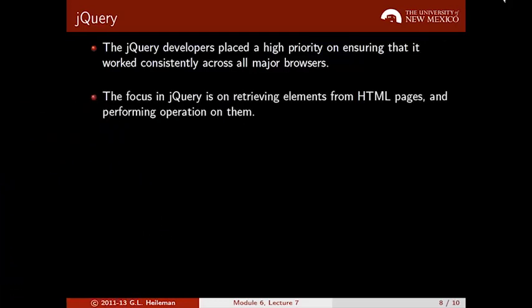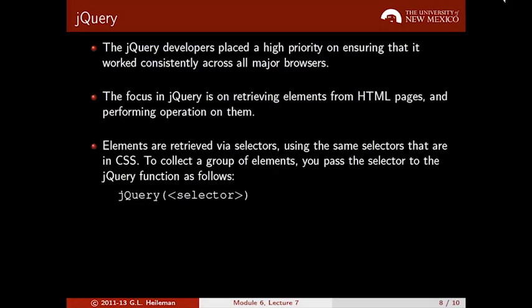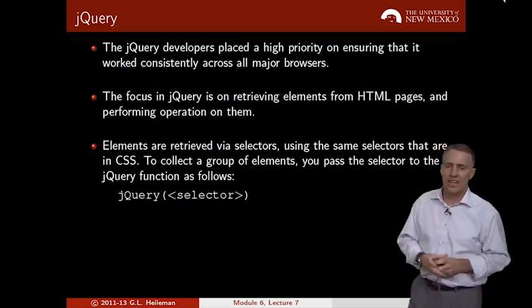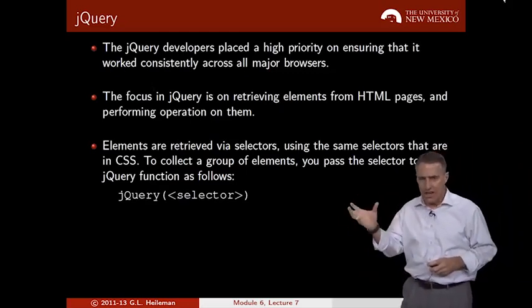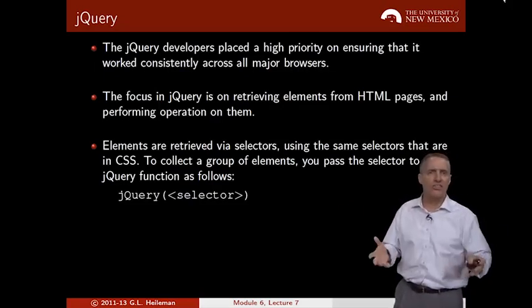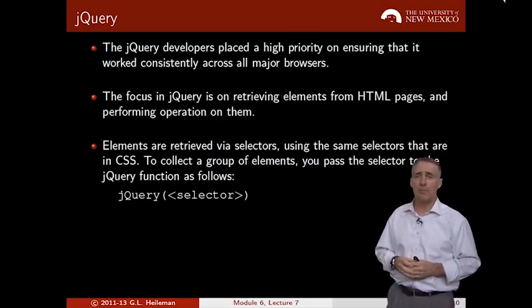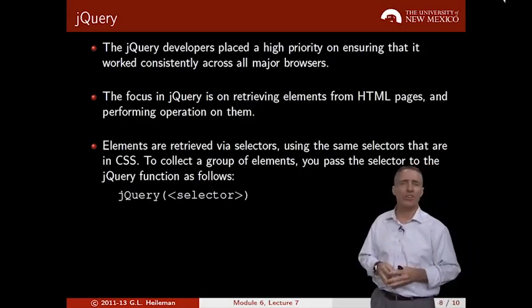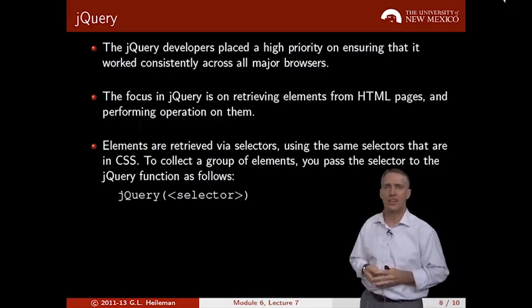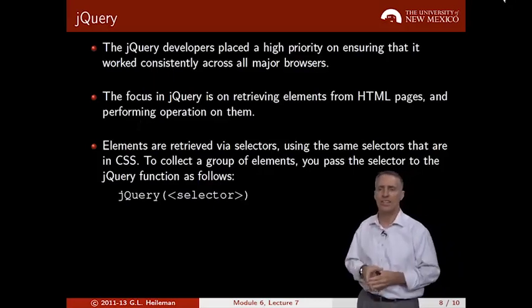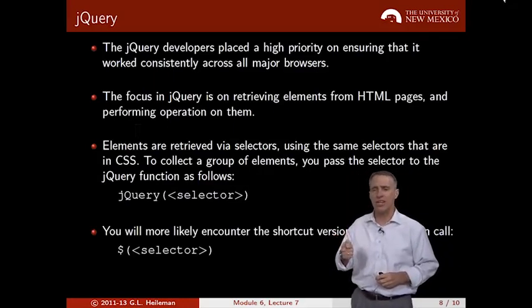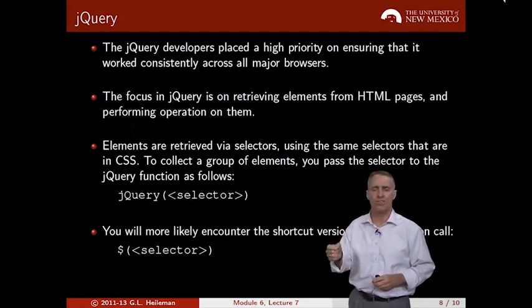Now, the focus in jQuery is on retrieving elements from the HTML page and then performing operations on them. Elements in jQuery are retrieved using selectors. And here's how it's done. You use jQuery, open parentheses, and then the selector you want to apply the following commands to that I'll show you in a moment. Now, these selectors are the same selectors that I showed you for cascading style sheets. So a class selector, an ID selector, and so forth. There's a shortcut as well that's often used. Rather than specifying jQuery, you'll also often just see a $ sign. So these are the same thing.